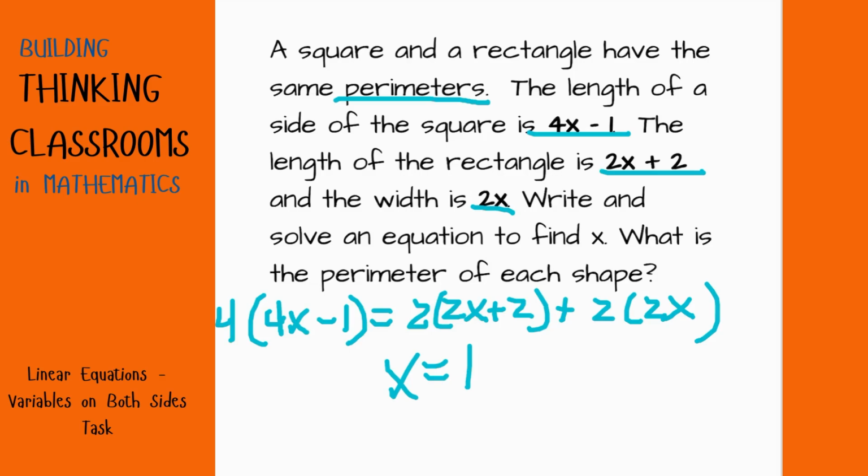Now, the perimeter for the square and the perimeter for the rectangle should be equal to each other. So if x does truly equal 1, when they plug it back in, they should be able to determine that the perimeters should be 12. When we were walking around and checking on groups, we just wanted to make sure and verify that they were indeed using perimeter and that they were taking into account that the 4x minus 1 should appear 4 times, and that 2x plus 2 is 2 times, and the 2x is 2 times, no matter what format their thinking was in.